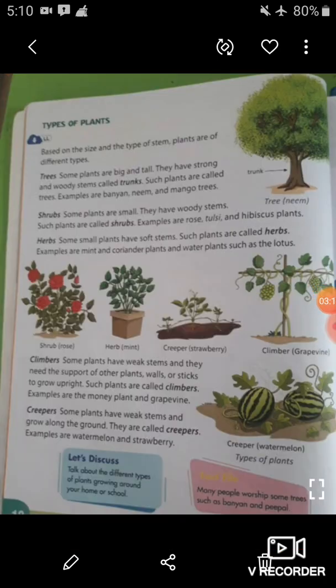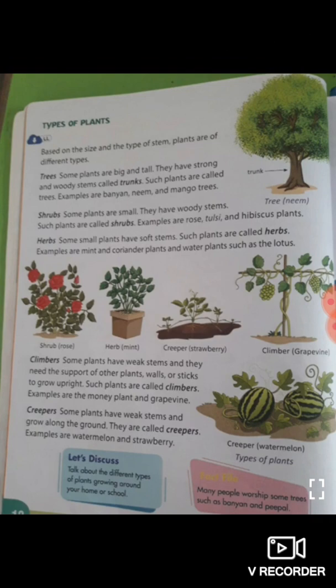Now let's discuss types of plants. Based on the size and the type of stem, plants are of different types. First, trees. Some plants are big and tall. They have strong and woody stems called trunks. Such plants are called trees. For example, banyan, neem, and mango trees.